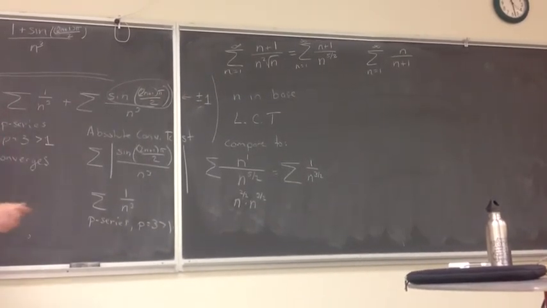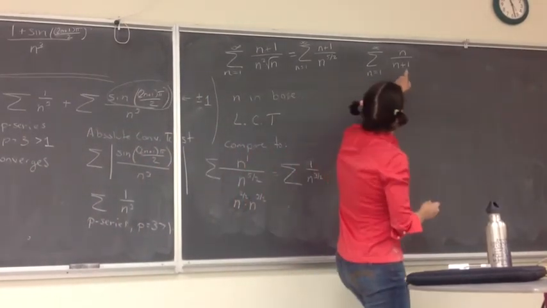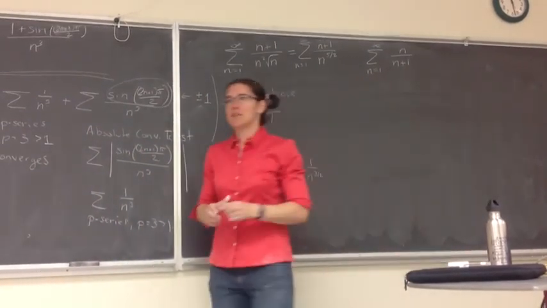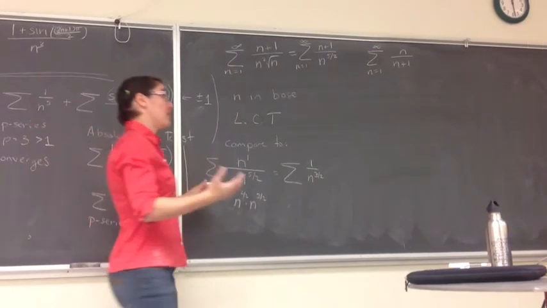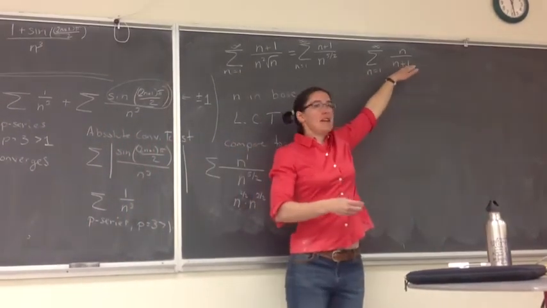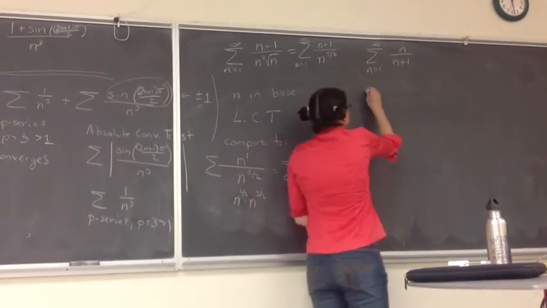All right, and our last one. The sum where n goes from 1 up to infinity of n over n plus 1. So when I look at this, my very first thought might be, oh, I see an n in the base, let me do a limit comparison.